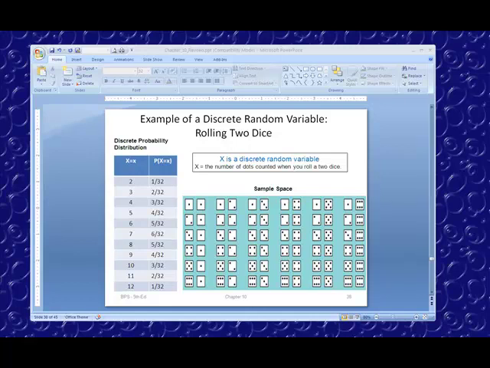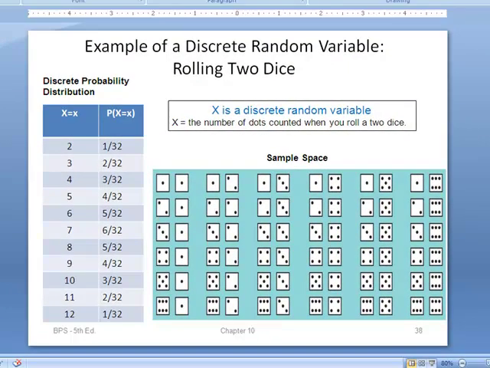Well, this is the last of Chapter 10. We're going to start with an example of a discrete random variable. We're going to look at rolling two die. Our discrete random variable is the number of dots counted when you roll a die 2 times.